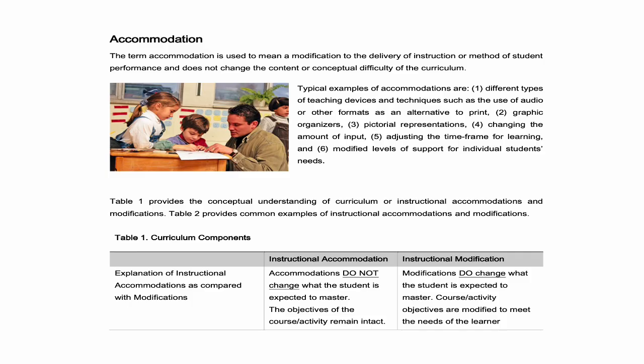Let's start with the definition of an accommodation. An accommodation changes how a student learns or shows learning, but it does not change what the student is expected to learn. That distinction is critical. For example, giving extended time, providing a graphic organizer, or using large print materials are accommodations because they support access without lowering the learning standard.